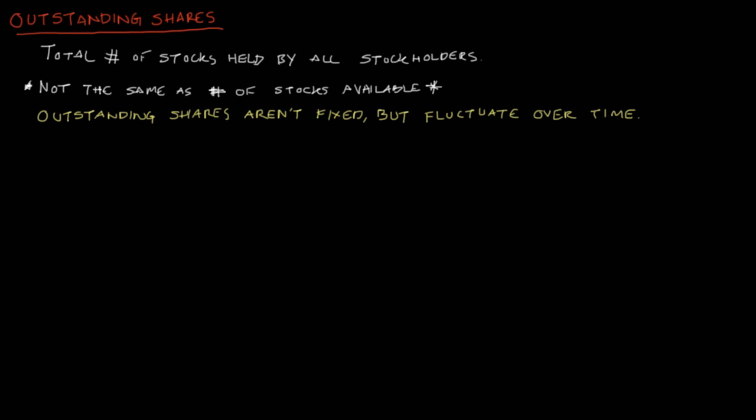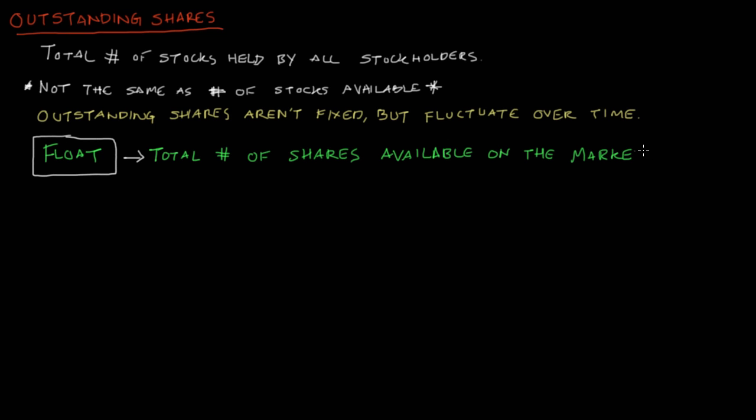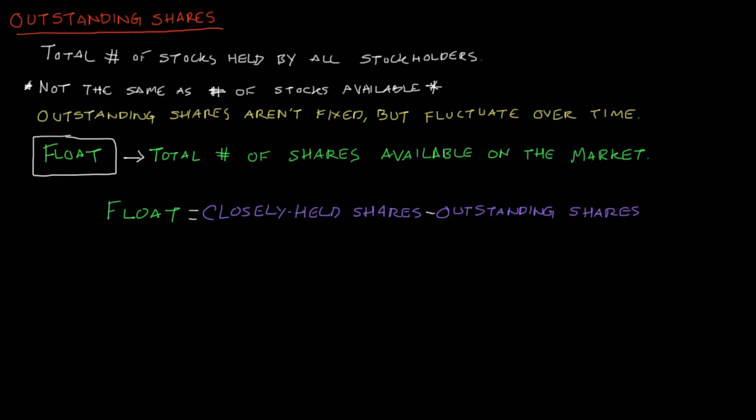Now, if you're looking for the total amount of a company's shares that are openly accessible on the stock market, then look no further. The float is what helps us determine how many shares of a company can be traded by the public, and it's calculated by subtracting the total number of closely held shares from outstanding shares.